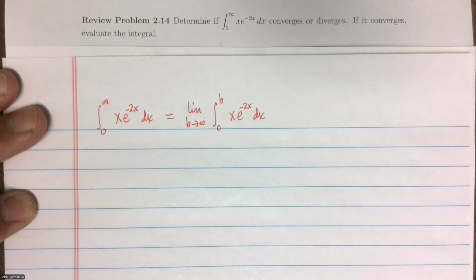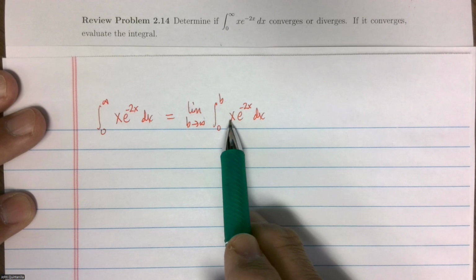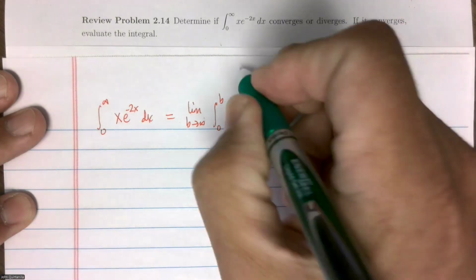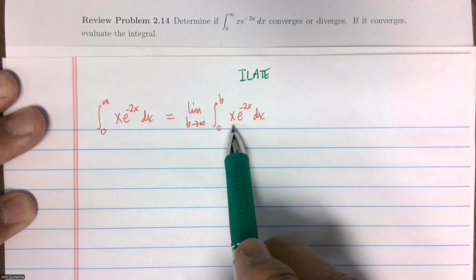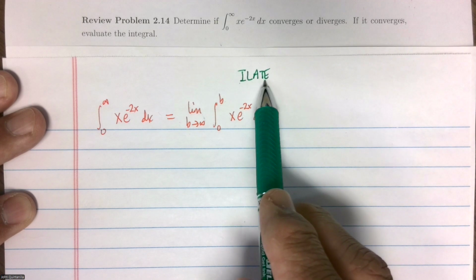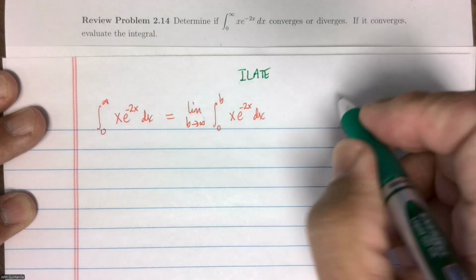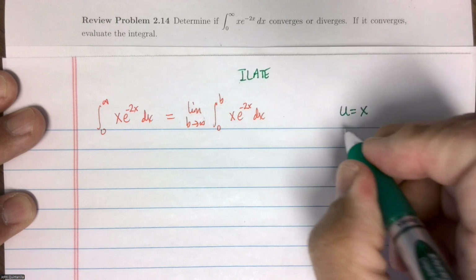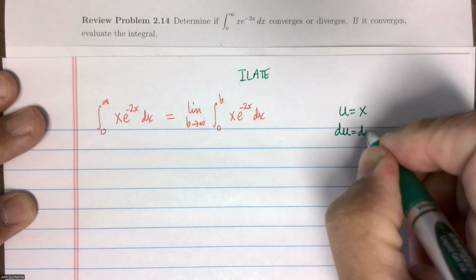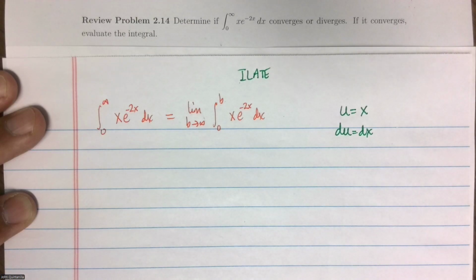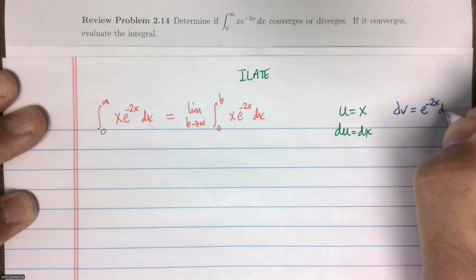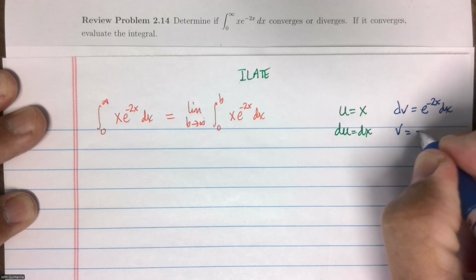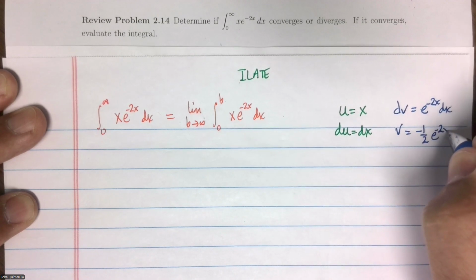To do this integral from 0 to b of x e to the minus 2x, we will use integration by parts. I see that I have an algebraic expression here, and using the acronym ILATE, I don't see any inverse functions or logarithms. I do see an algebraic function, and the exponential function comes last. So I will let u be equal to x, and therefore du will be equal to dx. For the other part of this expression, dv is equal to e to the minus 2x dx. And so integrating, v would be equal to negative 1/2 e to the minus 2x.